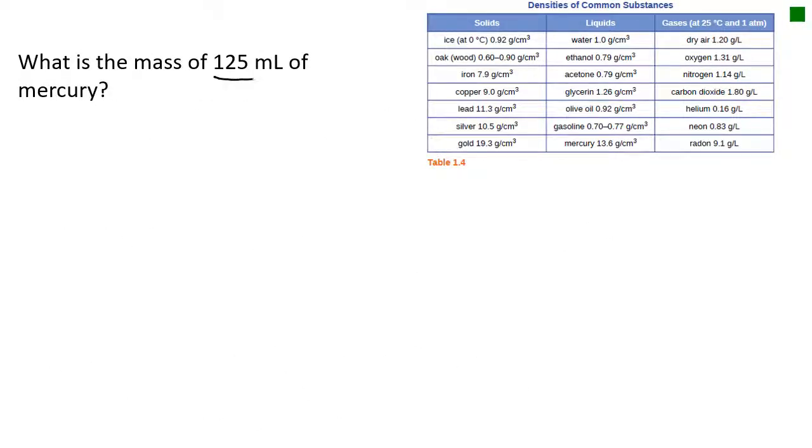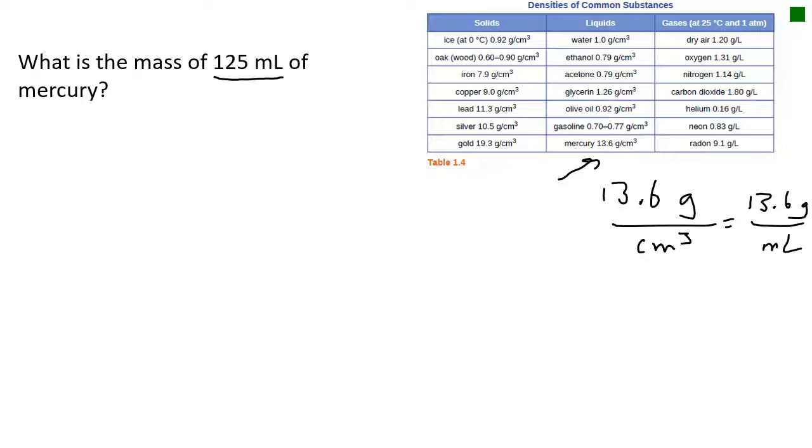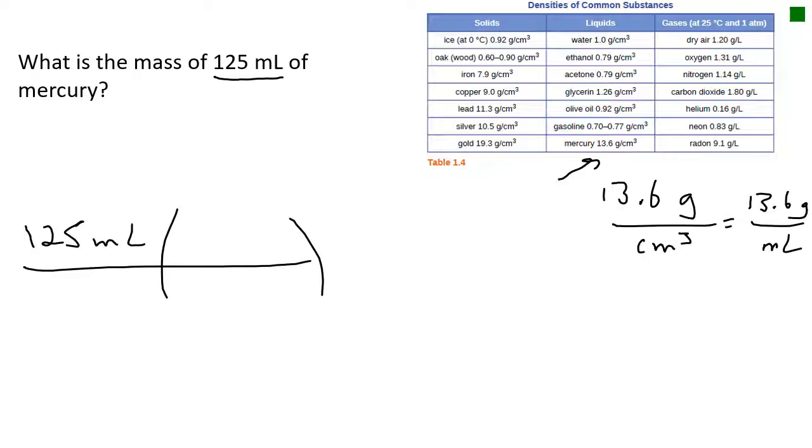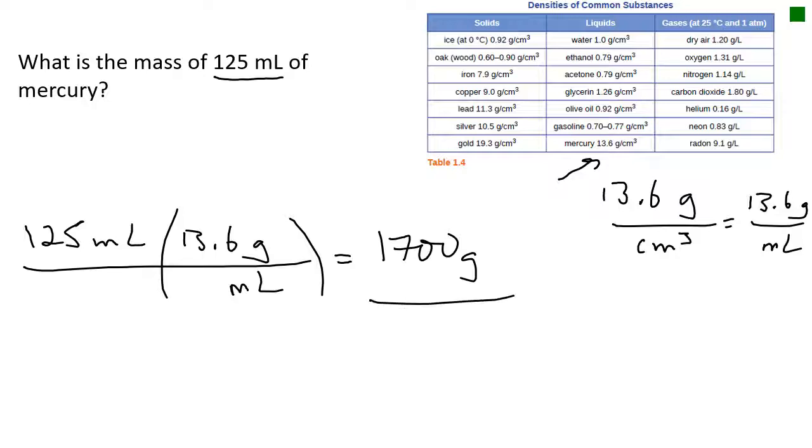So what is the mass of 125 mils of mercury? Well, I know that the density of mercury is 13.6 grams per cubic centimeter. And I remember that's the same as 13.6 grams per mil. So I'm simply going to take 125 milliliters. I know I need milliliters in the denominator, so I'm going to put 13.6 grams up top. And when I multiply through, I'm going to get 1,700 grams.